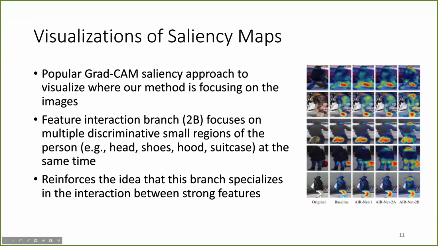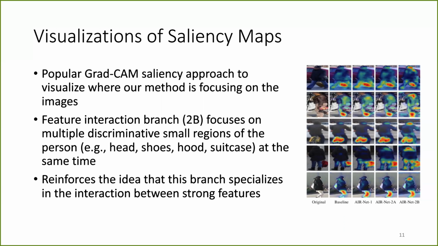So we also visualized the saliency maps using the popular GradCam approach. This GradCam method basically looks at places in the image that were important for classifying the identity. In the image on the right-hand side, you can see the original image. You can see the baseline model, which is the single branch model. And then the last 3 columns are for AirNet, and each of them is for a different feature representation.